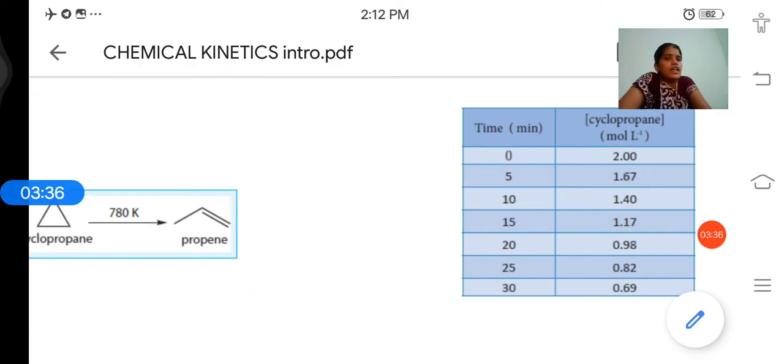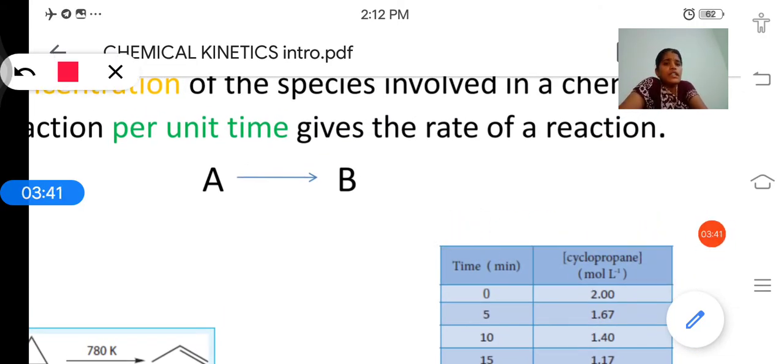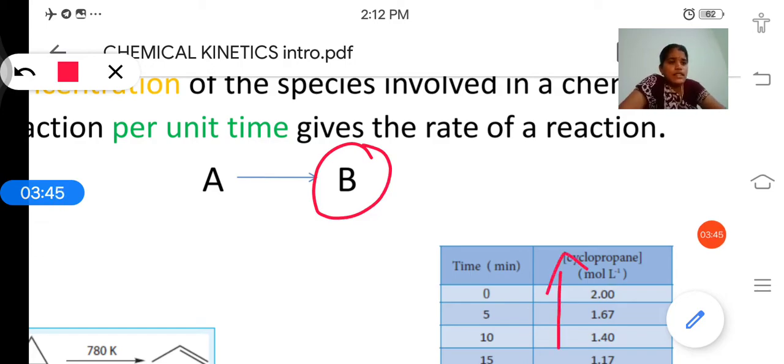Suppose if we take B, what should the value be? It increases. So for A concentration, from top to bottom the value decreases, and for B concentration, the value increases. So for B there is no negative sign.